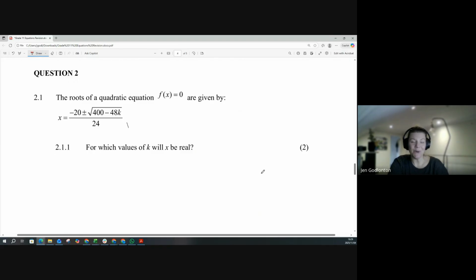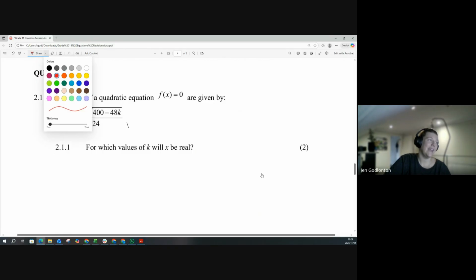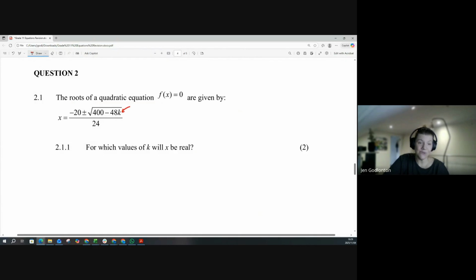The roots of a quadratic equation f of x is equal to 0 are given by, and they've given you your little equation, for which values of k will x be real? So for which values of k is up at the top, inside here, there's k. Which values of k will x be real?